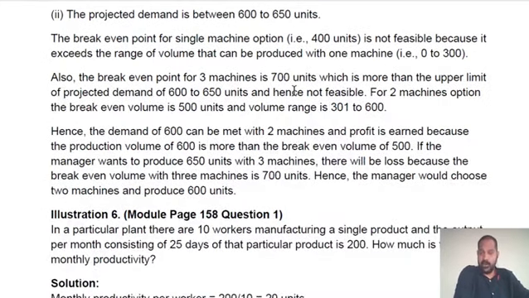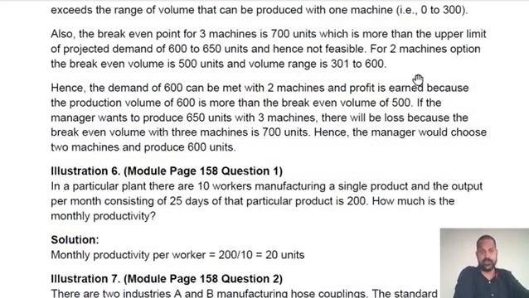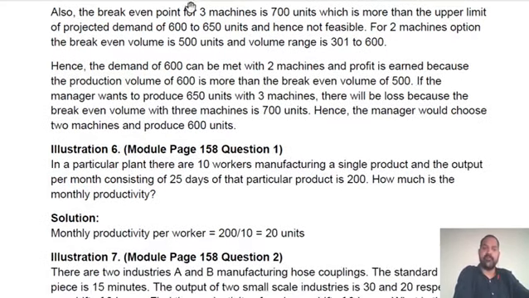Question number 2. Now, like I have written it, they have also written it like an essay. You don't really have a choice. The projected demand is between 600 to 650. The break-even point of 1 machine, that is 400, is not feasible because it exceeds the range of volume that can be produced with 1 machine. So buying 1 machine is completely out of question. Also, the break-even point of 3 machines is 700 units, which is more than the upper limit of the projected demand, which is 600 to 650 units, hence not feasible.